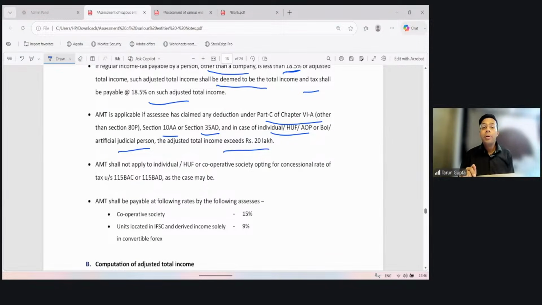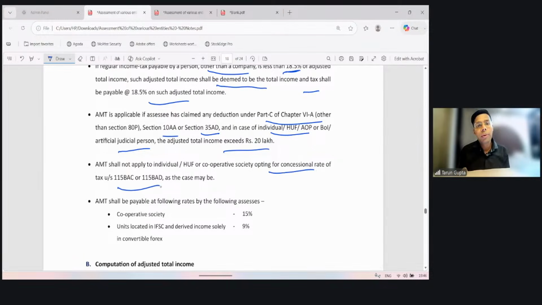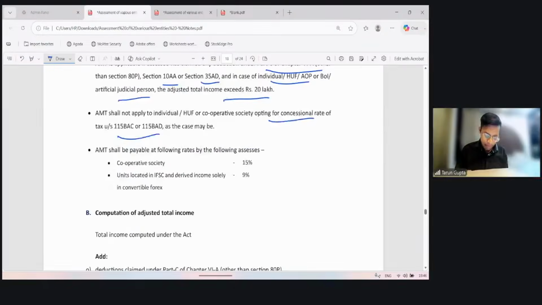Similar to MAT, if the assessee opts for the new tax regime, then AMT is not applicable. AMT shall not apply if the assessee is opting for concessional tax rate under Section 115BAC or BAD, as the case may be. As in case of MAT, the unit of IFSC was subject to MAT rate of 9% to 15%. Similarly, such units are eligible for AMT rate of 9% here also. And in case of cooperative societies, the AMT rate is 15% instead of 18.5%. For all other assessees, it's 18.5%.